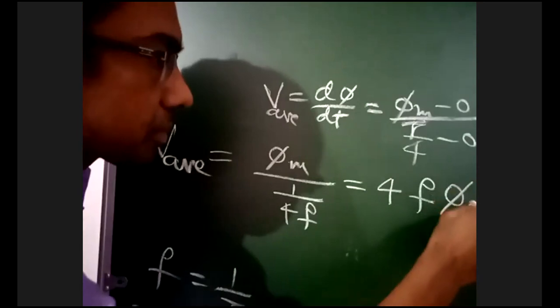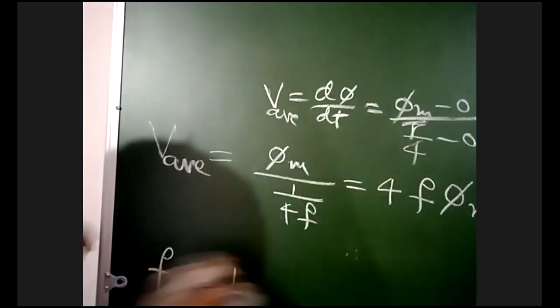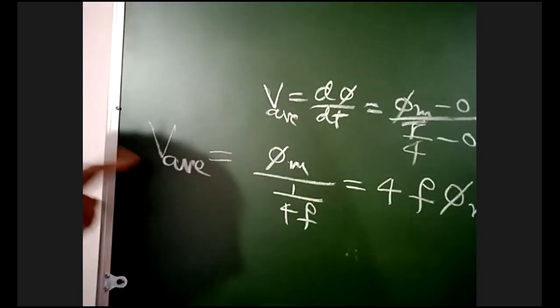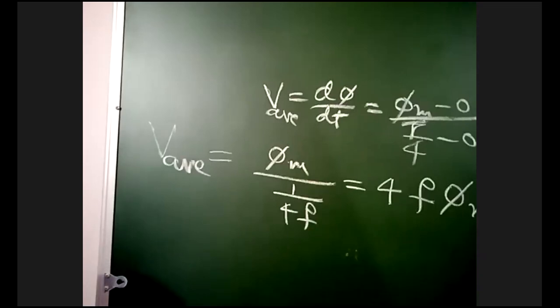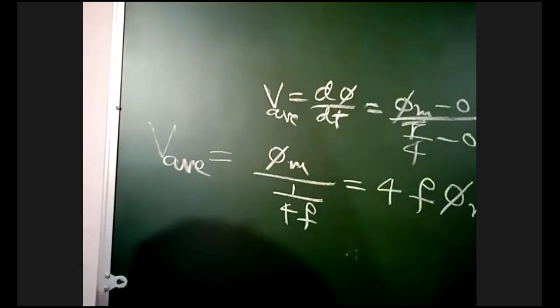4F phi m. This is the average voltage. This is the average voltage of the transformer, 4F phi m.